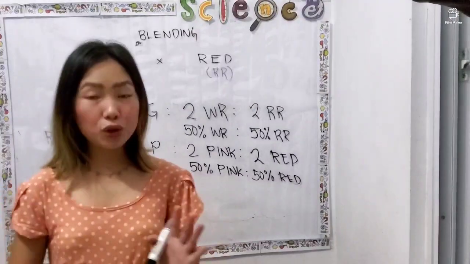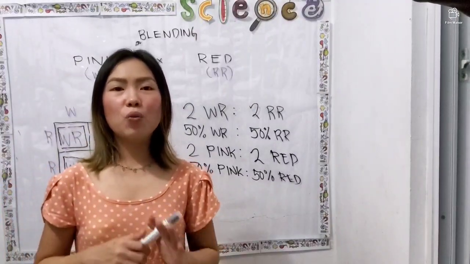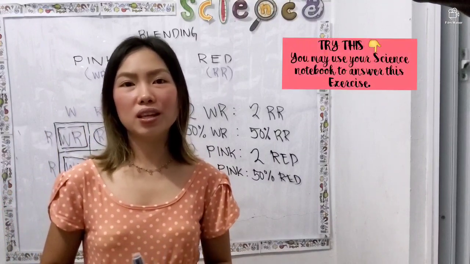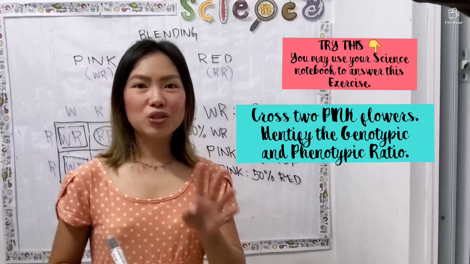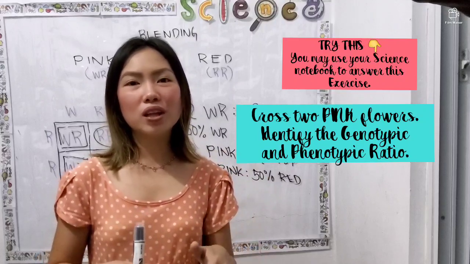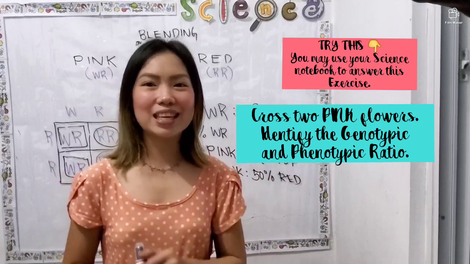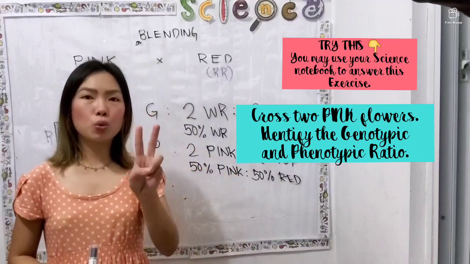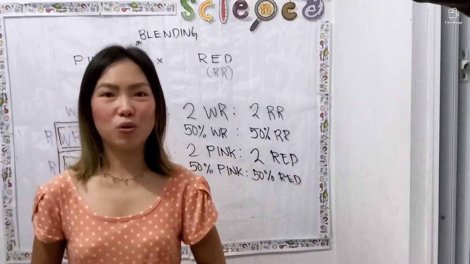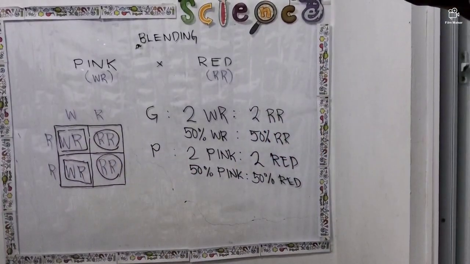Now, for your turn, I want you to crossbreed 2 pink flowers. So try it on your own, and then we'll show the answers later. Again, crossbreed 2 pink flowers. Okay, all done with the incomplete dominance. I hope that you really get the idea of the incomplete dominance.